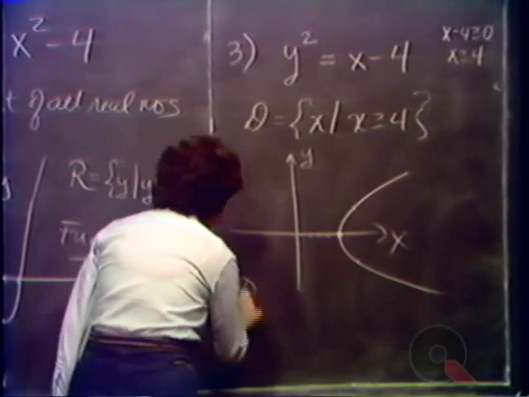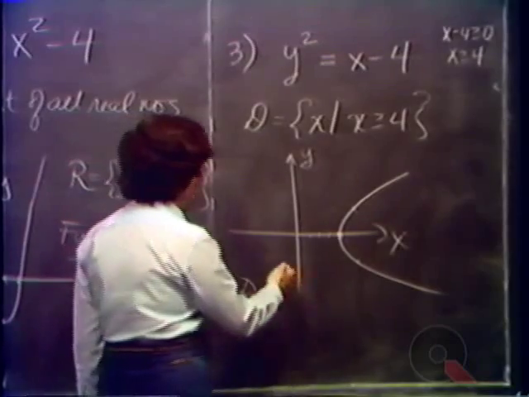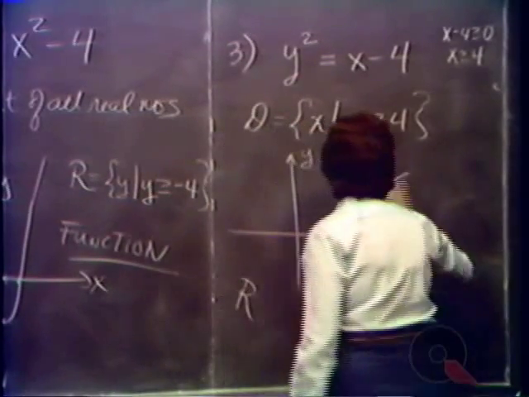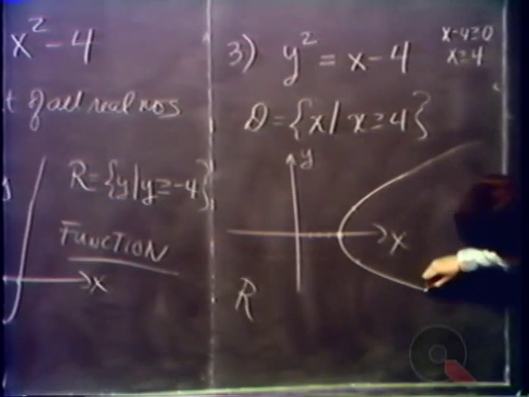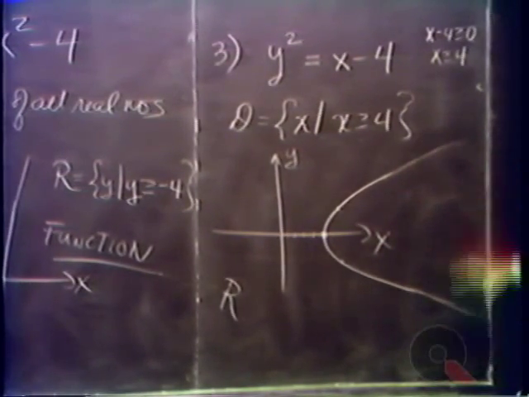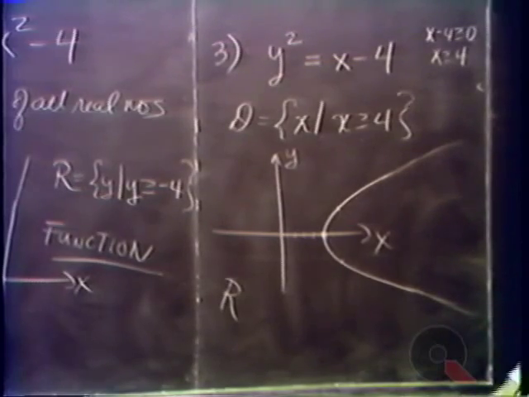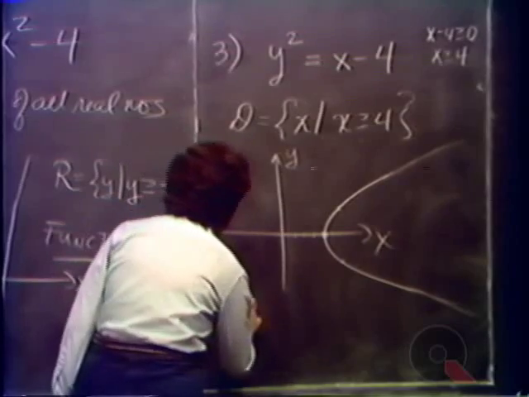The range. Now what y values come out? Well, remember, this is continuing to rise. And this is continuing to fall here. And basically, if you go out far enough, all y values can be attained. So the range is the set of all real numbers.